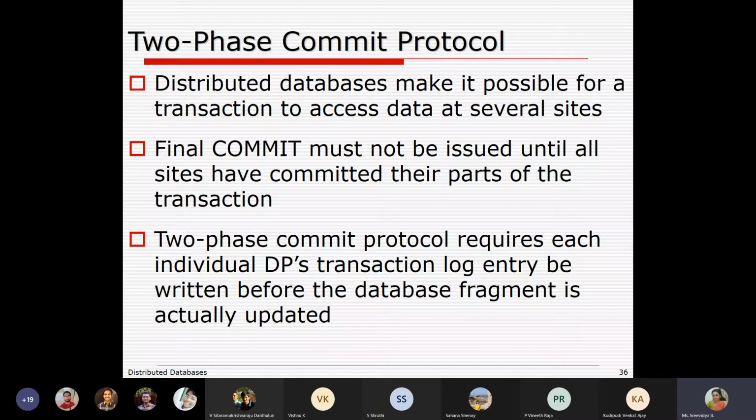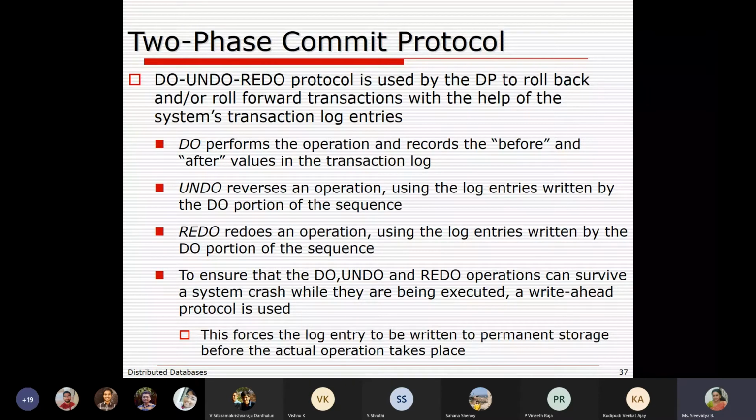They make sure that it can be completed, and then they update the file to the transaction processing unit that this particular transaction's parts are all committed. So in a distributed environment, along with the two-phase commit protocol, what we use is called the do-undo-redo protocol.